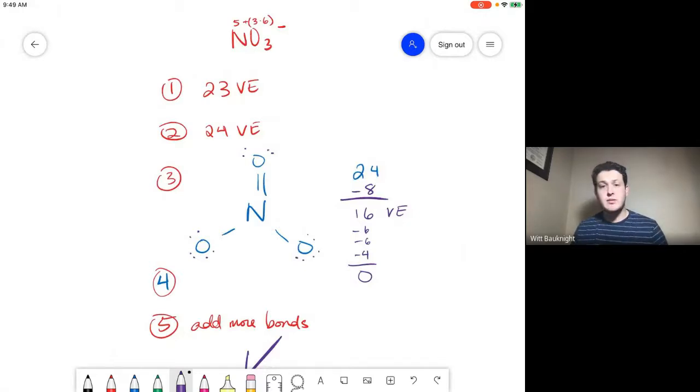Perfect. I'm going to stop the video here. I hope that was helpful. And if you're having any trouble with Lewis dot structures, hopefully this guide and my 5 steps for doing Lewis dot structures will be helpful.